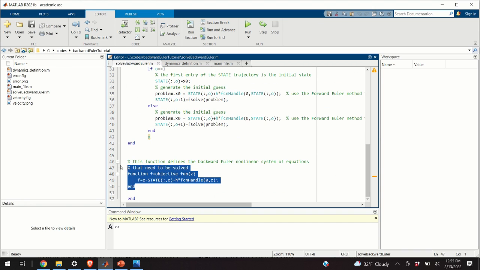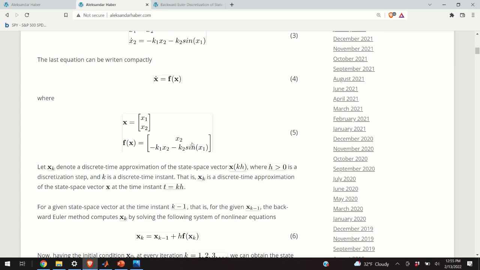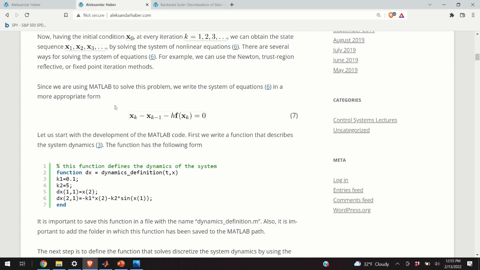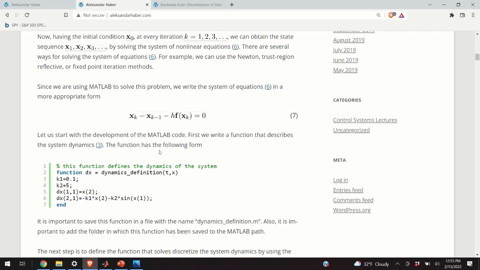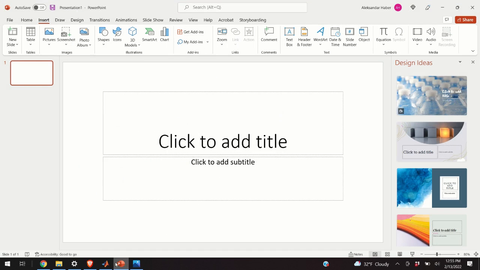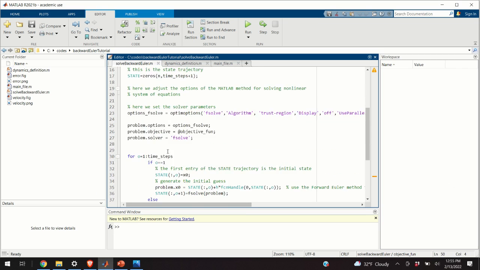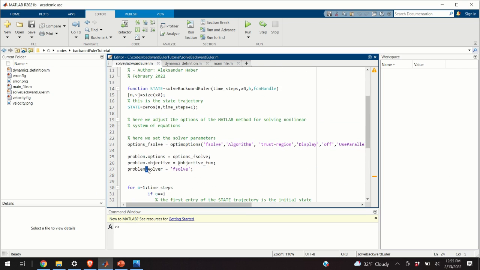So here is my objective function. So this function is actually equal to the equation 7. So once you write the equation 7, you can easily write this function that specifies basically the left-hand side of this equation. And once I do that, I will define the problem solver. It's equal to fsolve.